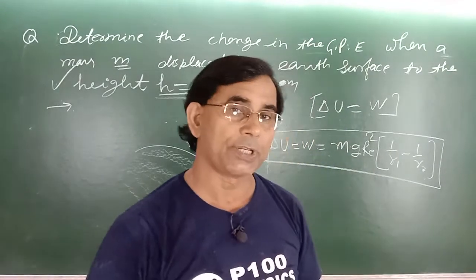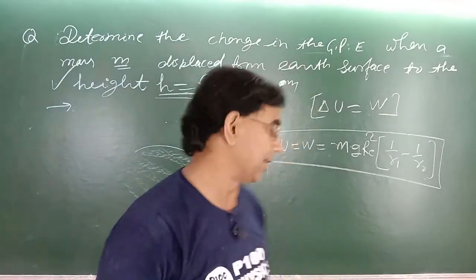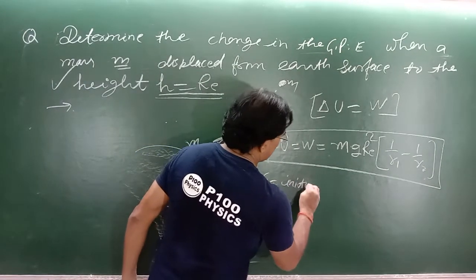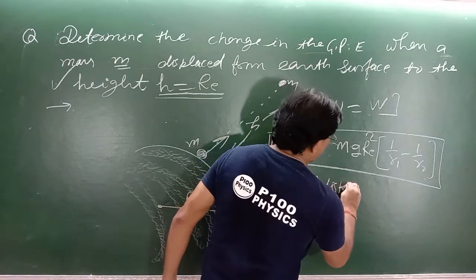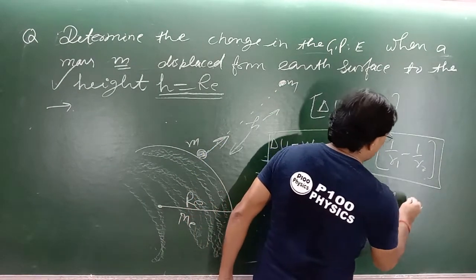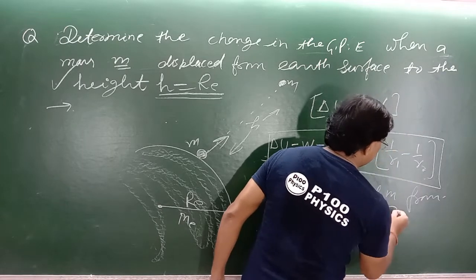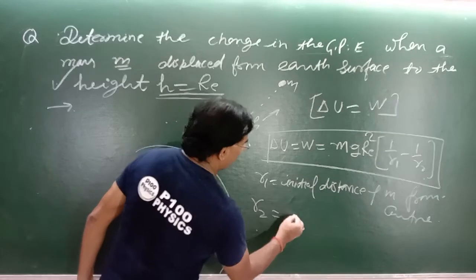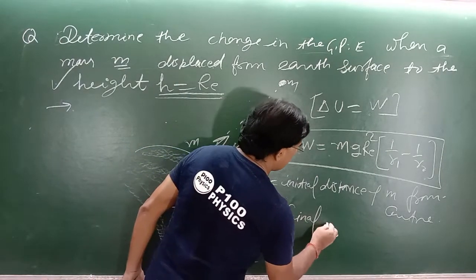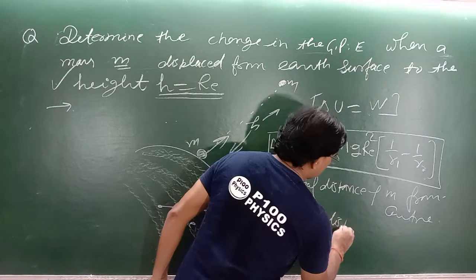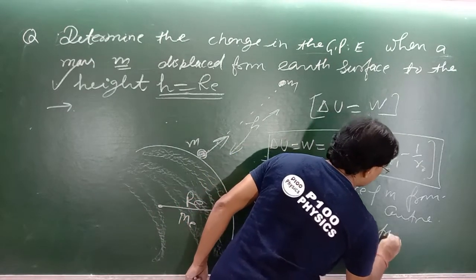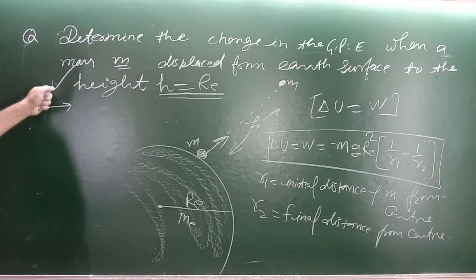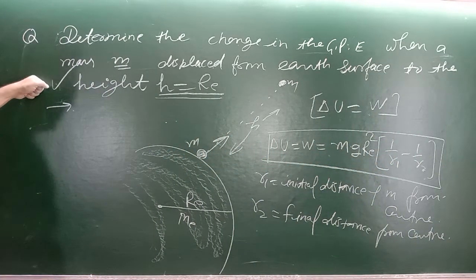the initial distance from the center of the earth. R1 equal to the initial distance of m from the center, and R2 equal to the final distance from the center. R1 is the initial distance from the center and R2 is the final distance from the center.